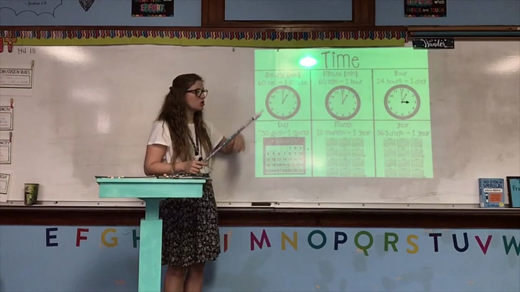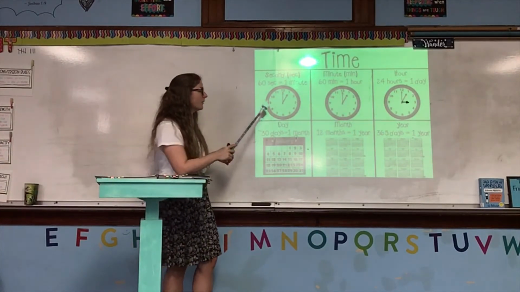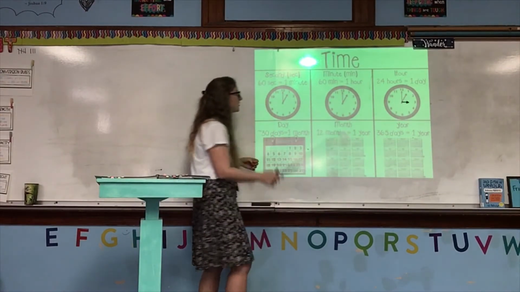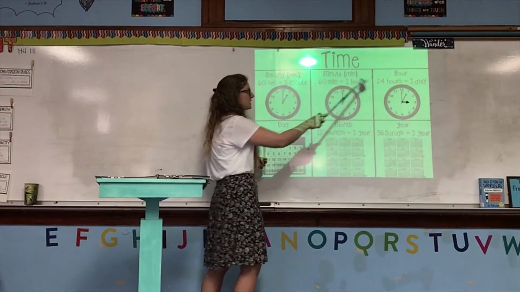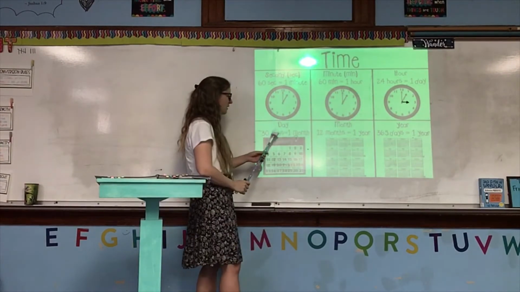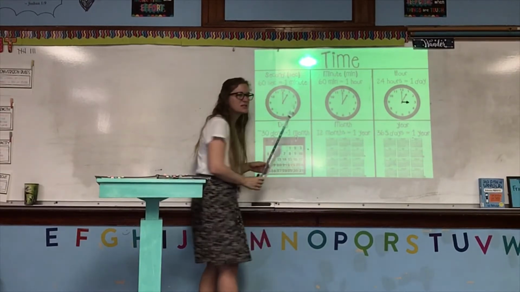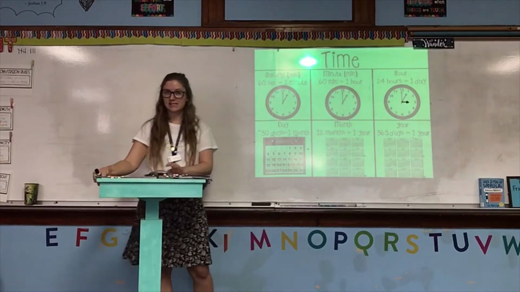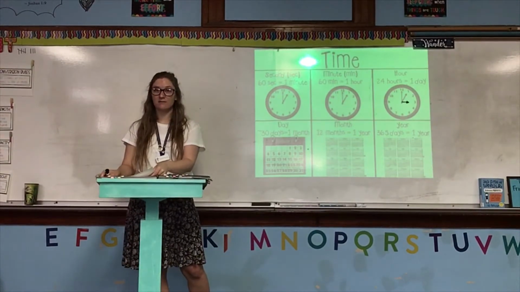So this is the chart that just tells you the units of time and the order from smallest to largest. So the smallest unit is a second, then comes a minute, then comes an hour, then comes a day, then comes a month, and the largest is a year. Okay, so now go ahead and put that to the side and get out your time conversion chart.